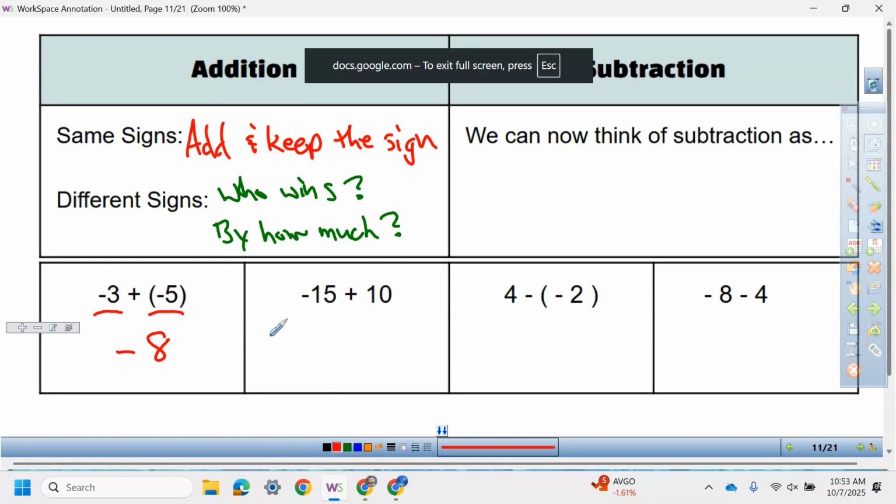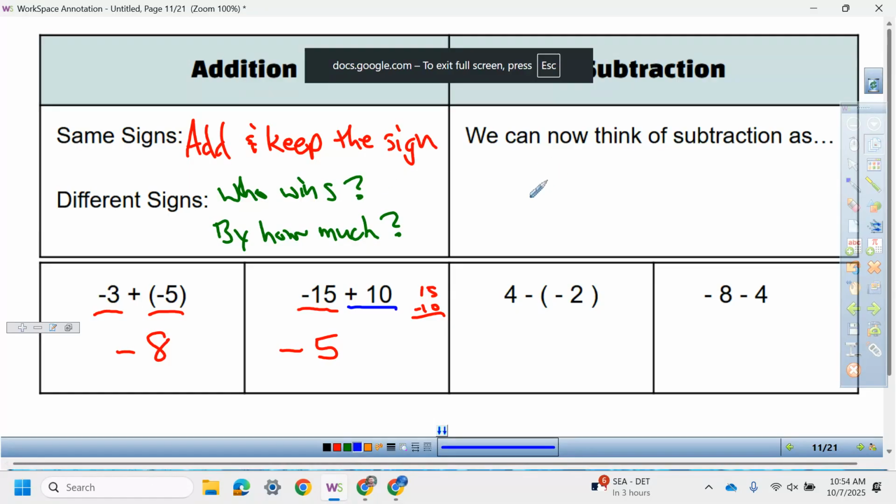So here's our example. We have a -15 and a +10. So there's 15 bad guys and 10 good guys. So who wins? There are more bad guys, so the answer is going to be negative. And by how much? If we just do 15 minus 10, we get a final answer of -5.